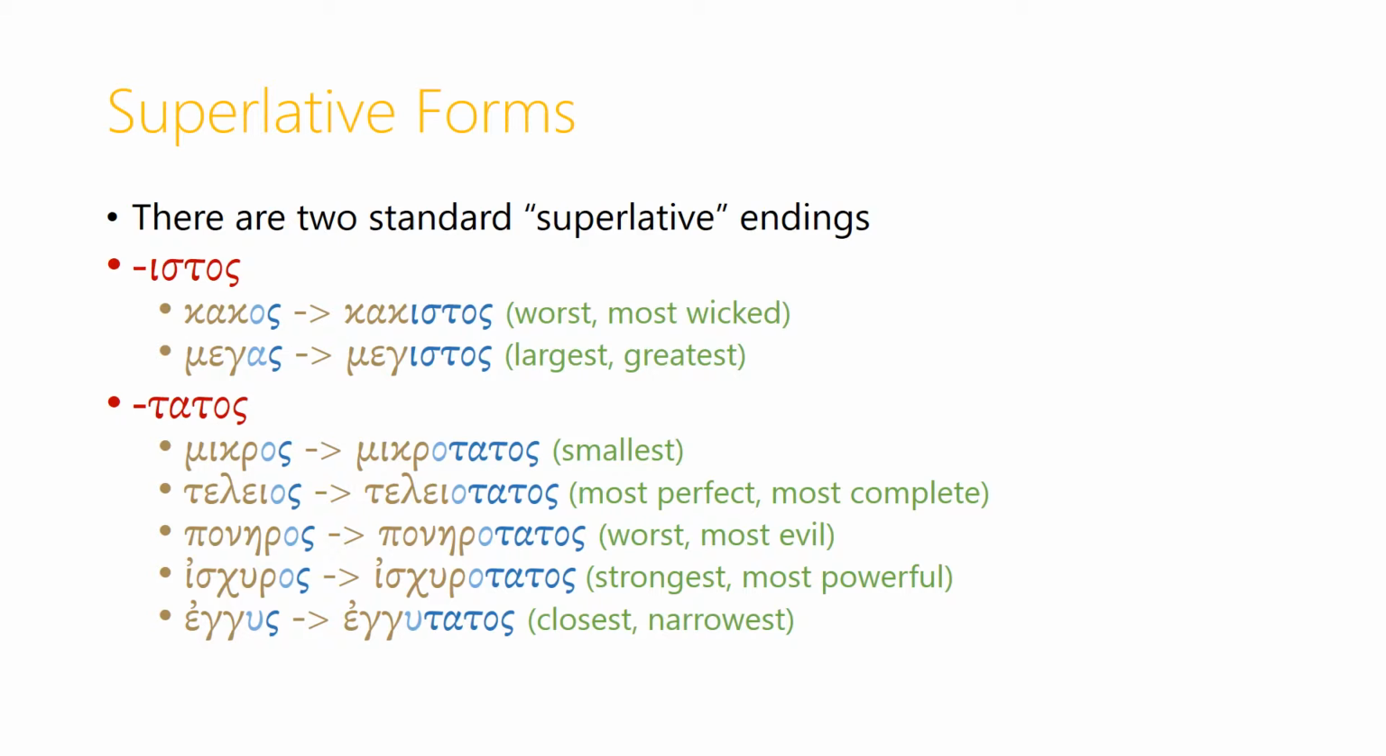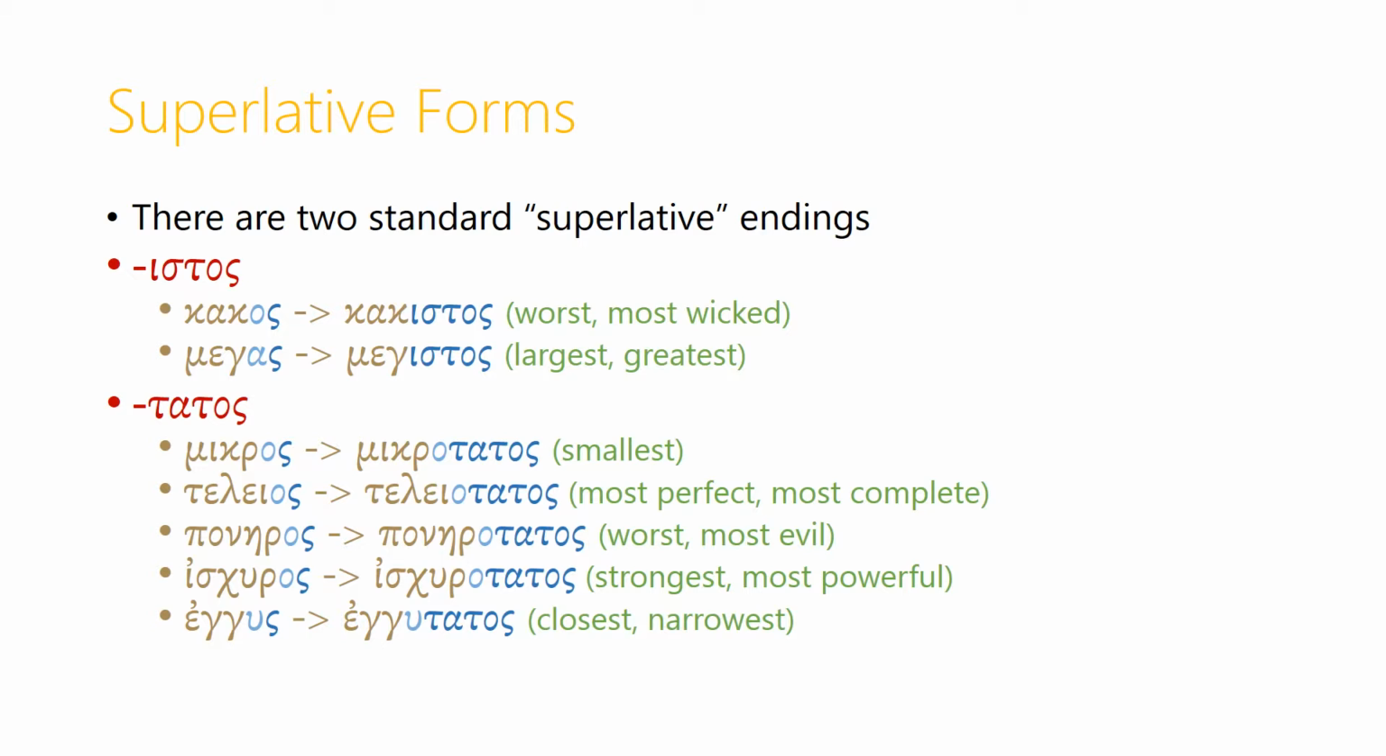So kakos, bad, becomes kakistos, worst, most wicked. Megas becomes megistos, largest or greatest. Or with the tatos ending, we have mikros, which becomes mikrotatos, smallest. And be careful here not to confuse the teros comparative ending with the tatos superlative ending. Mikroteros would be smaller, but mikrotatos is smallest.